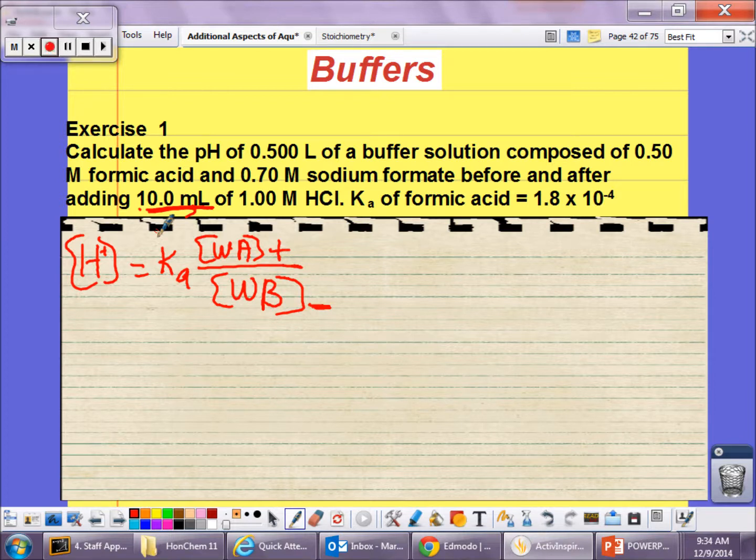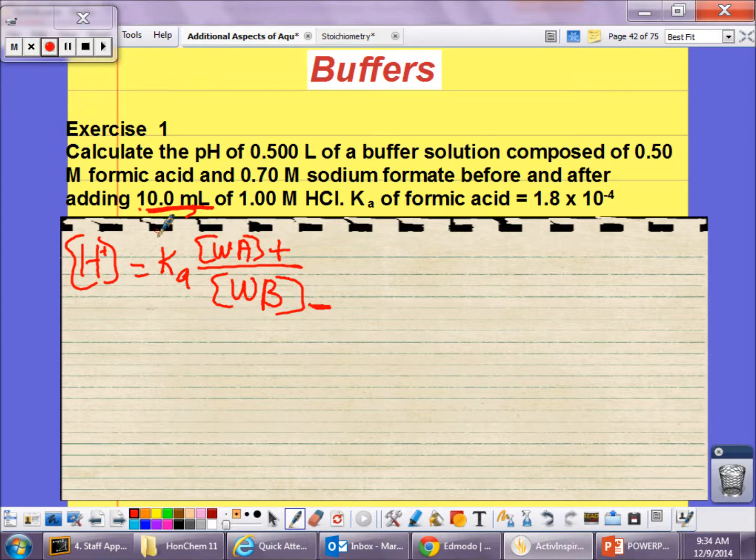You would have to do M1 V1 equal M2 V2 and find a new concentration for each one of them. You don't want to get into this. So the easiest way is to make sure you always go to moles whenever you are adding something to your buffer. And to make it even easier, if it's already milliliter, you can use millimoles. You don't have to go to moles.